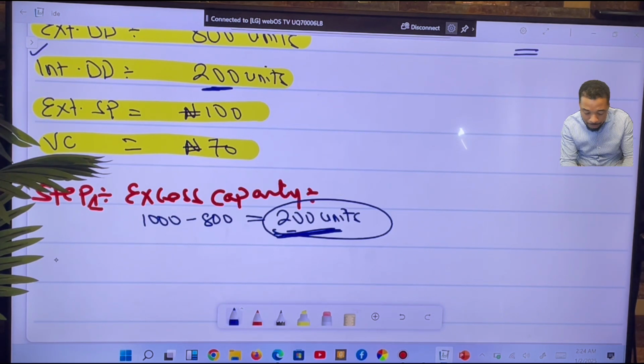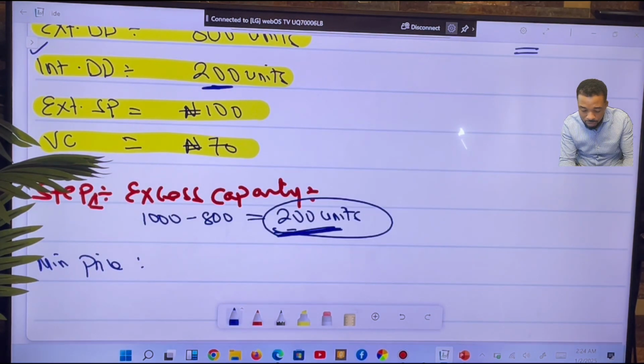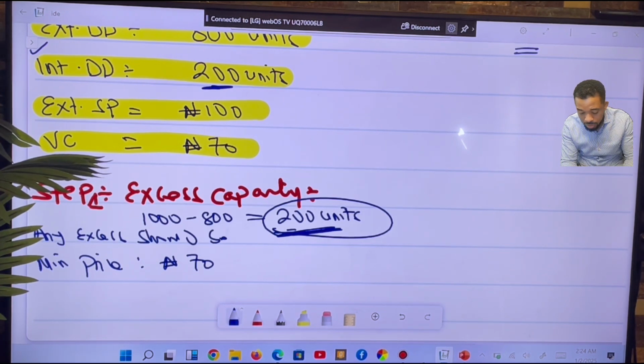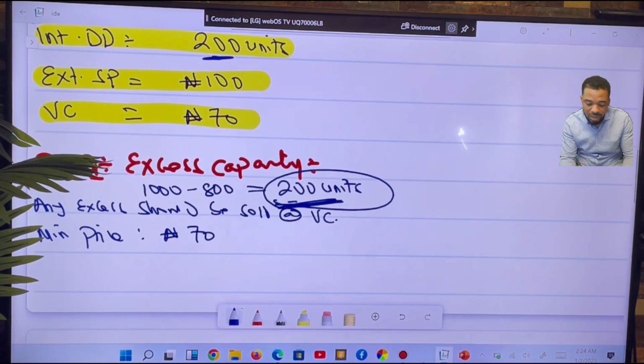And so my minimum price here, the minimum price that this selling division will be selling this product at, is simply how much? 70 naira, which is the variable cost. So let me write, any excess should be sold at variable cost. So it means the minimum price here is 70.